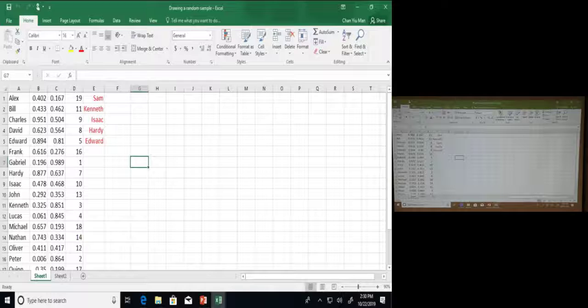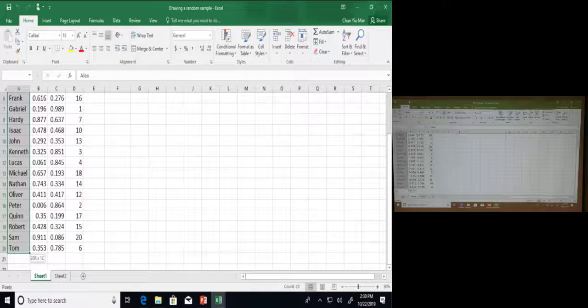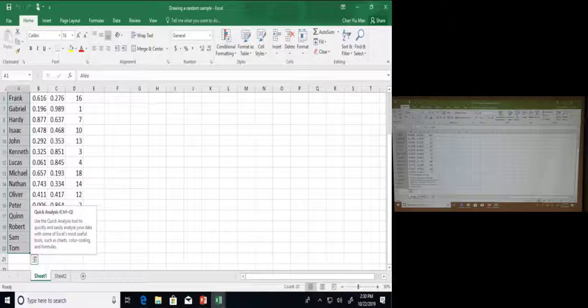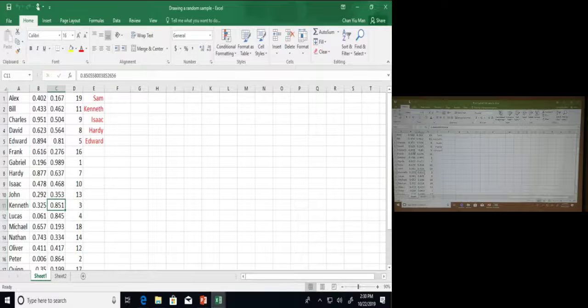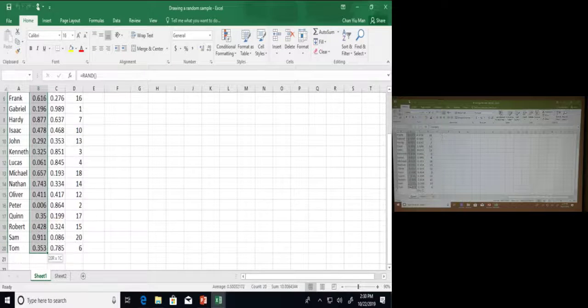Okay. Now, instead of using 20 numbers, I give them names. All right. These are the 20 individuals. I'm going to select 5 of them. So how to do it? First of all, I generate random numbers. RAND bracket. So this will be a random number. I copy and paste to the rest. So I generate 20 random numbers.